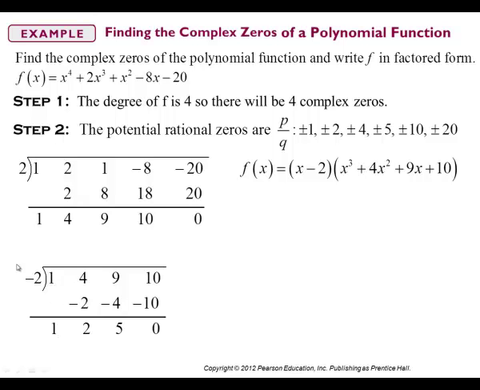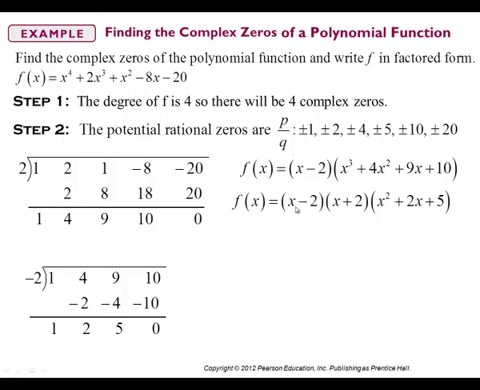Drop the 1, multiply negative 2 times 1, negative 2, put it in the second row. Positive 4 and negative 2 is going to give you a positive 2. Multiply negative 2 times 2, bring it up to the second row. That's a negative 4. Positive 9 and negative 4 is a positive 5. Negative 2 times 5, that's negative 10. Bring it up to the second row. Positive 10 and negative 10 gives you 0. Okay, confirms negative 2 is a 0.